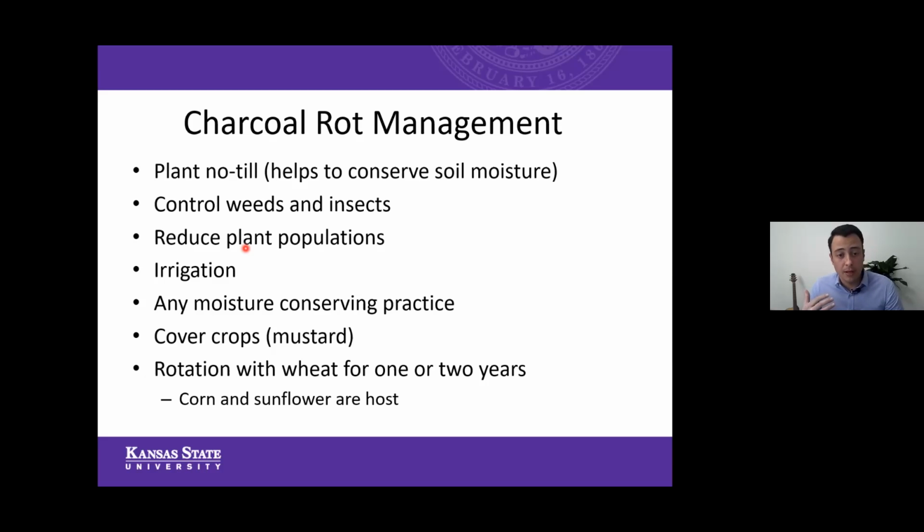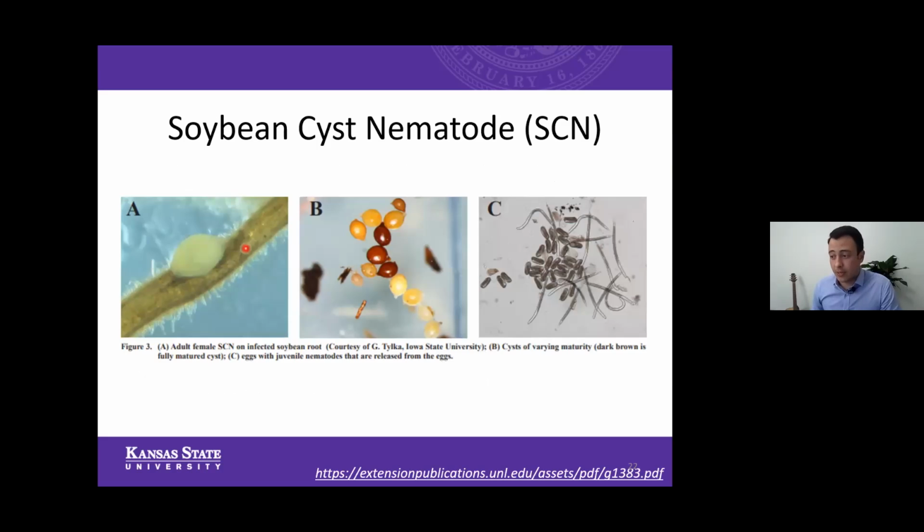Cover crops, in the case of mustard, Gretchen here can talk a lot more about it, might be a good option to help reduce the pressure of charcoal rot in the fields. Rotation with wheat for 1 or 2 years might be a good option for charcoal rot management. If you do corn or sunflower, that will not help because those are hosts for charcoal rot. So keep it in mind, having the right identification really helps for those management decisions.